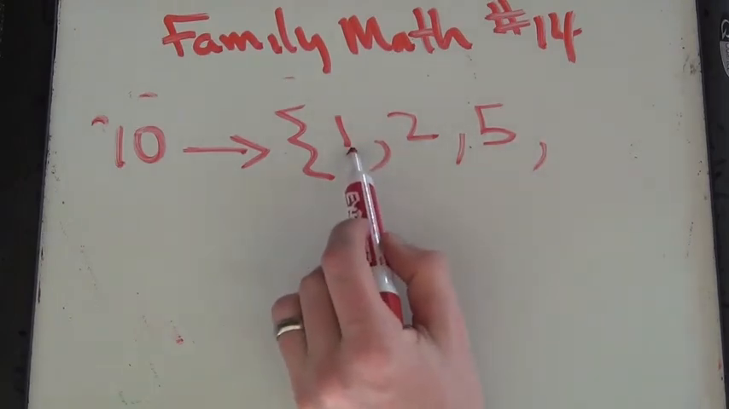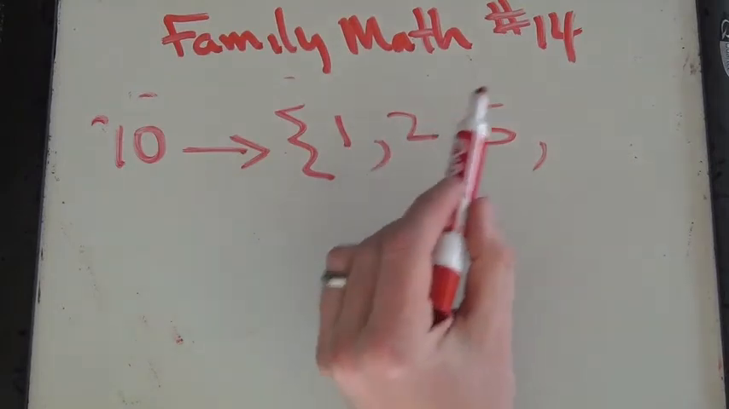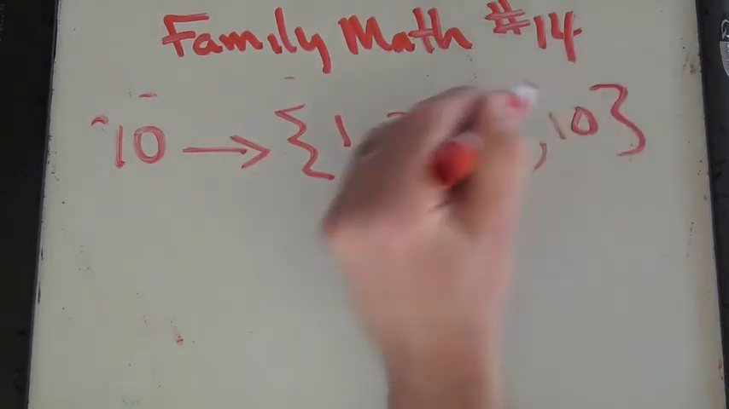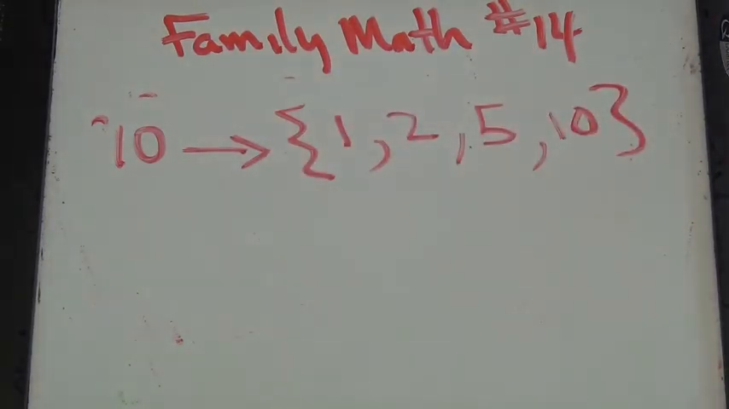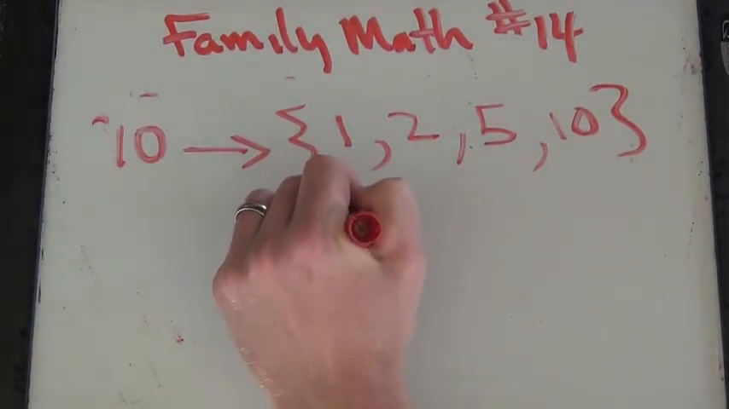1 times what equals 10? 1 times 10. 1 times 10 equals 10. So these are the 4 numbers that divide into 10. And you look at the divisors of these numbers. So there's only one number that divides into 1.